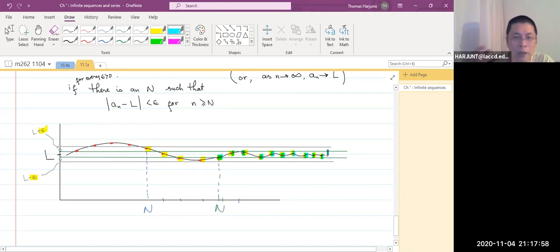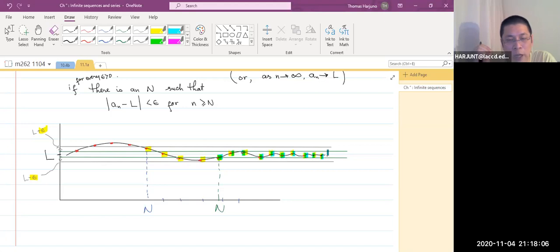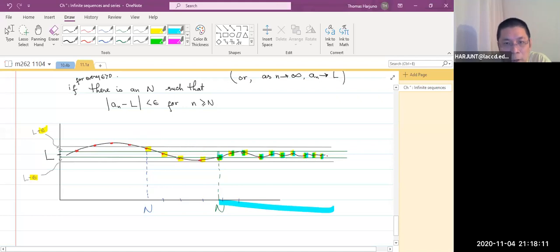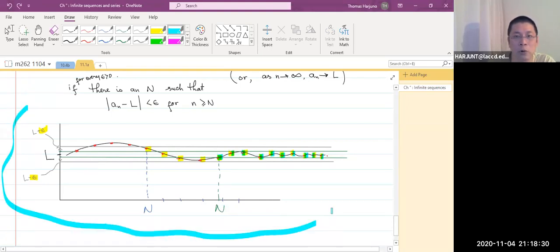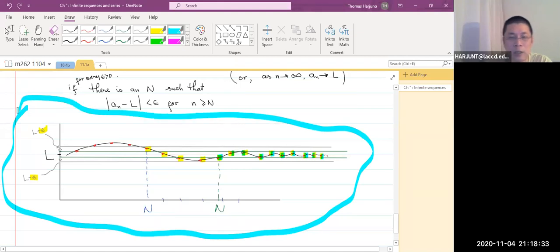Now, if that sequence has this property, that every time you choose an epsilon, you have that capital N such that any terms coming after that will stay within that band, within this strip here, then the limit exists, and therefore it is convergent, and the limit is L. What I did here is to give you the pictorial mindset about what the limit should be.